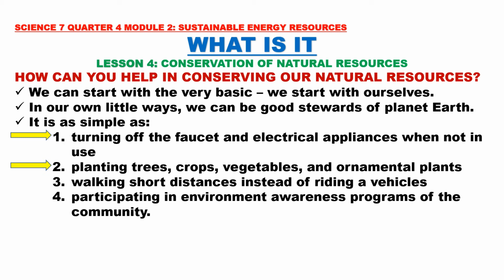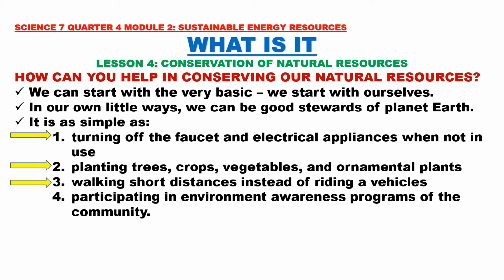Planting trees, crops, vegetables, and ornamental plants. Trees are vital. As the biggest plants on the planet, they give us oxygen, store carbon, stabilize the soil, and give life to the world's wildlife. They also provide us with the materials for tools and shelter.